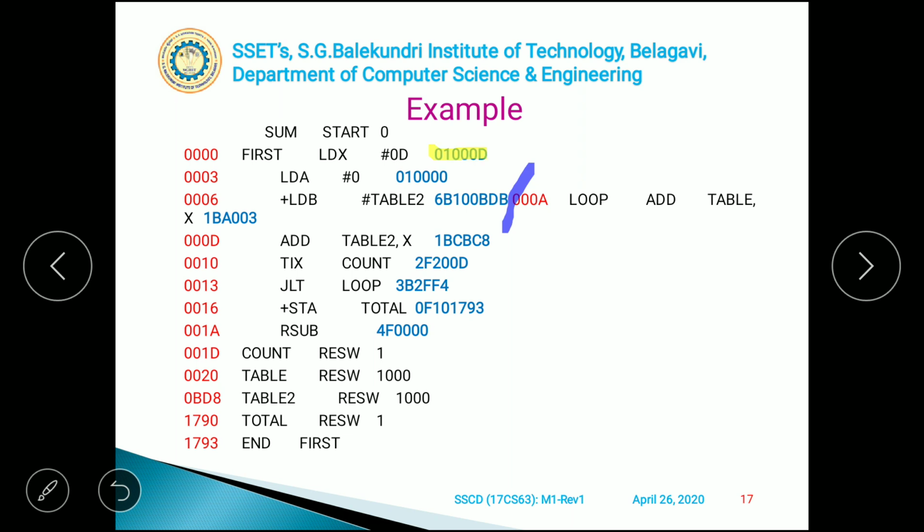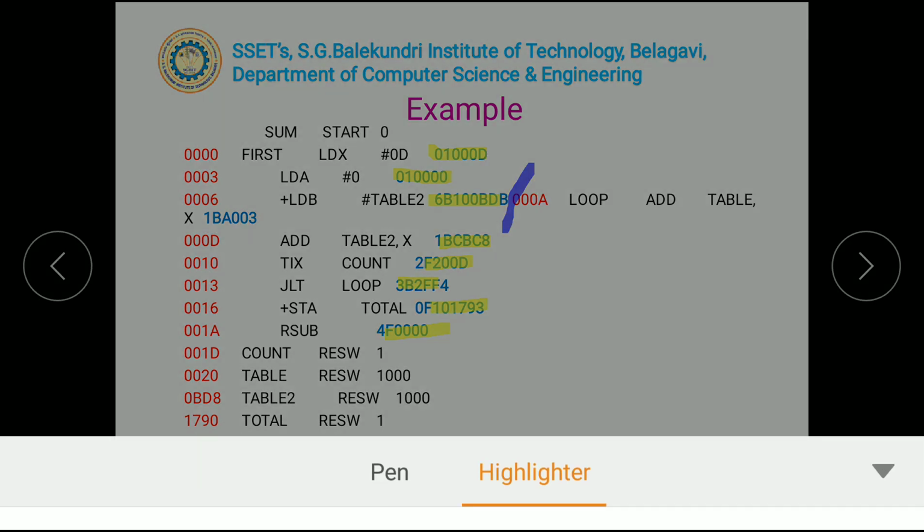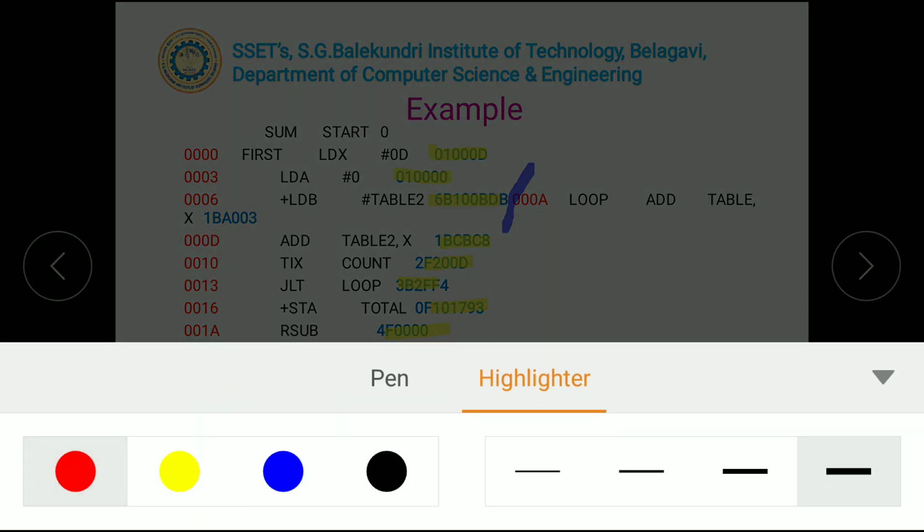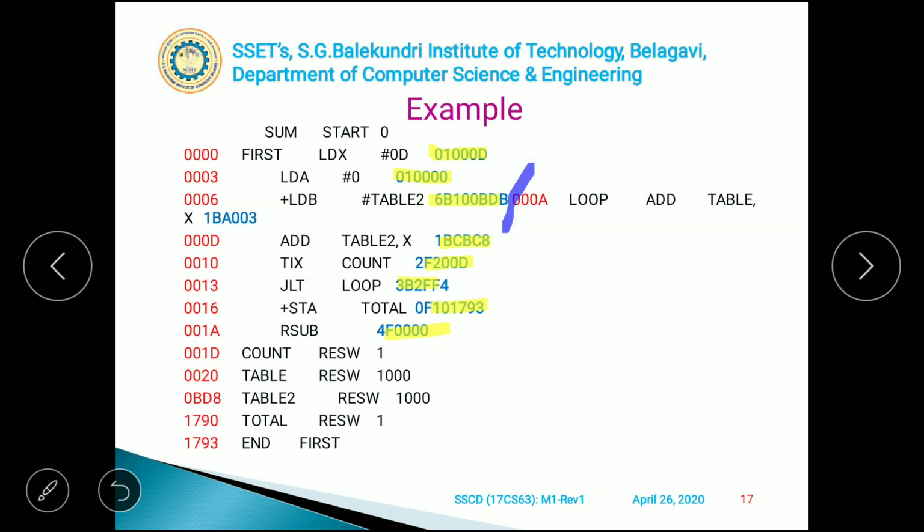See, for the first LDX #0, it is like this, 05. LDA #1 becomes like this, and then for LDB #TABLE, it's going to be like this. These are all our corresponding object codes for those instructions. And for this part, this is just memory allocation. For this you are not going to create any object code, because these 4 instructions are all memory allocation.